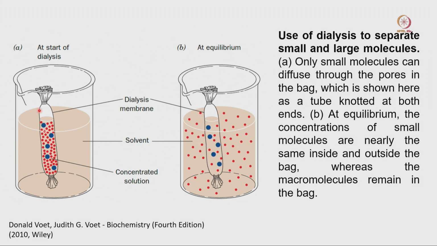So generally there is a dialysis bag, it has some kind of pores, and those pore sizes are very small, in between 1 to 10 nanometer. Now we have a protein of interest, a very concentrated sample, and we put it inside the dialysis bag and tie up both the ends, and now there is a buffer solution.